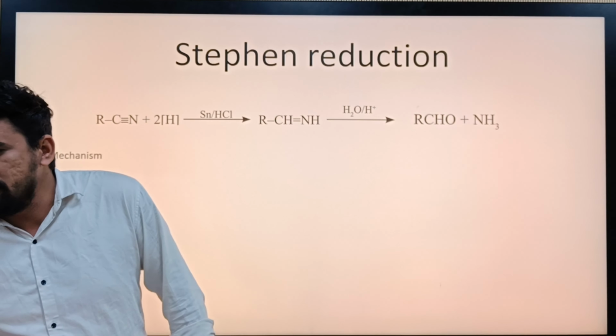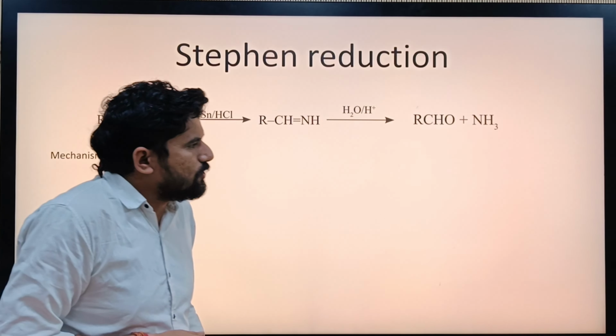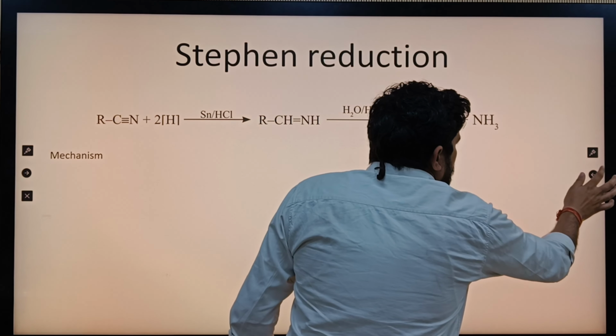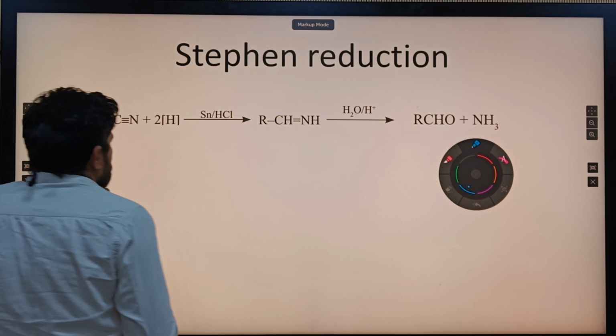First, we have the Stephen reduction, which is also known as the Stephen reaction, in which we have a nitrile group in the presence of SnCl2 and HCl. It reduces into an aldehyde. So let's see the mechanism behind this reaction. In the first step, we have the nitrile group. In acidic condition, the lone pair of nitrogen abstracts the proton from HCl and makes an intermediate.